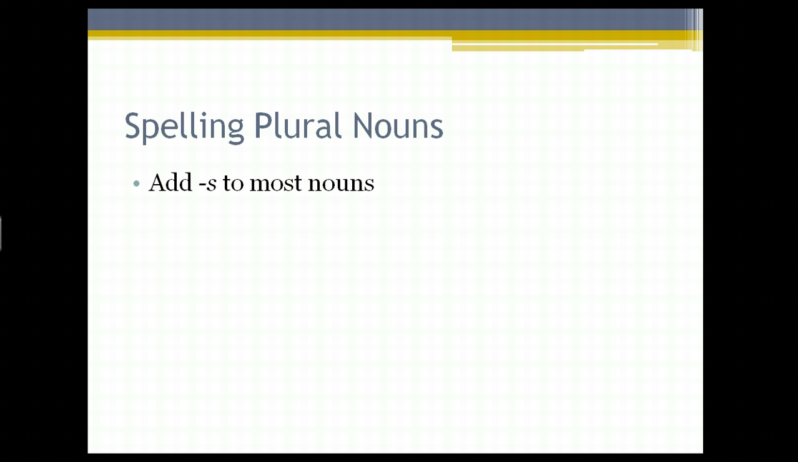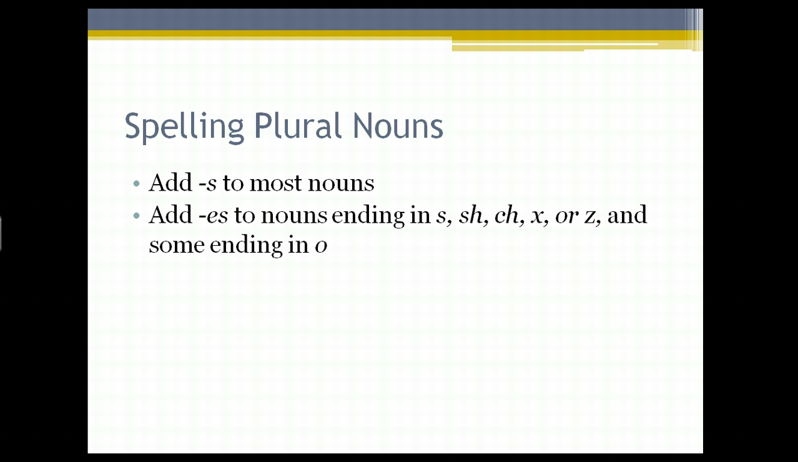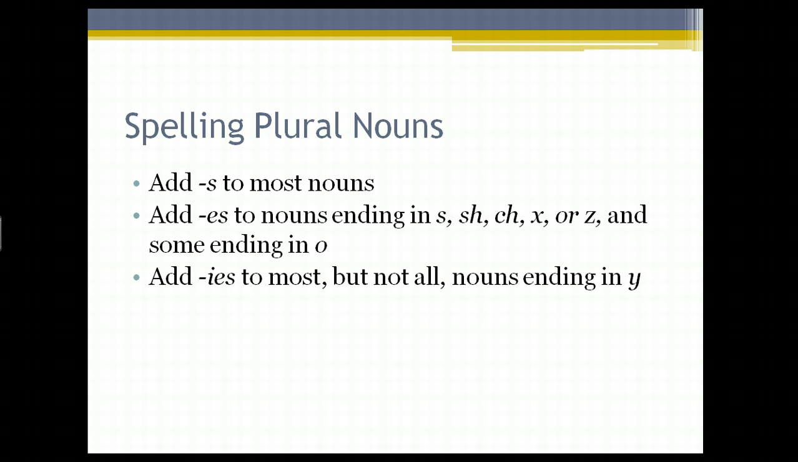First, yeah, you know that you add just an S to the end of most nouns to make them plural. But the exceptions are what makes it confusing. And you know you add ES to some nouns. Well, which ones? Well, the ones that end in S already, or SH, or CH, or X, or Z, and even some of them ending in O. No wonder it's so confusing. Oh wait, it gets worse. You can add IES to most, but not all nouns ending in Y.